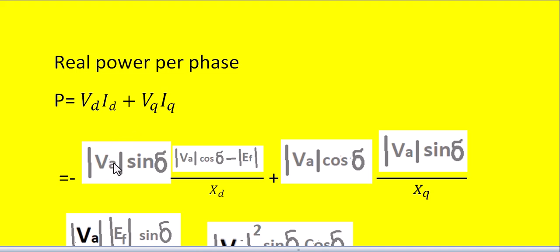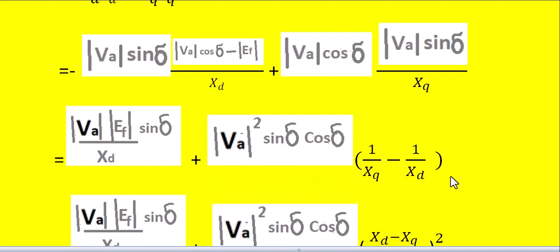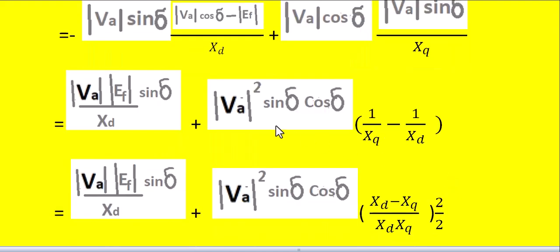Just substitute here. In place of VD, substitute minus VA sin delta, and in place of ID, substitute VA cos delta minus EF by XD. Similarly, VQ can be written as VA cos delta, and next IQ is nothing but VA sin delta by XQ. So on expanding and rearranging the terms, we get VA EF sin delta by XD plus VA square sin delta cos delta into 1 by XQ minus 1 by XD.